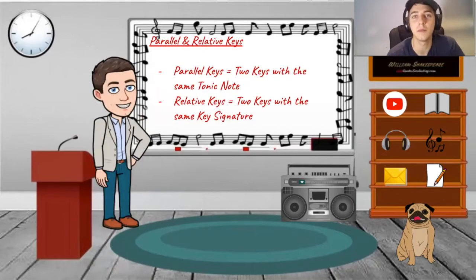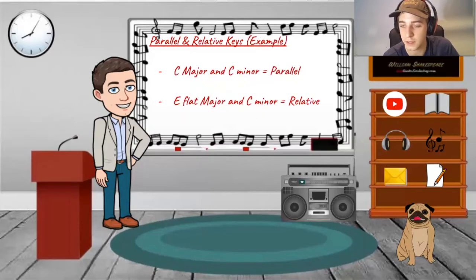So now we get to talk about parallel and relative keys, and I mixed these up for a long time in my own musical learning journey. So definitely make sure you know the difference between these two. Parallel keys are 2 keys with the same tonic note. They can have different key signatures, but they have the same starting central important note that they base themselves off. Relative keys are 2 keys with the same key signature, but different tonics. And let me show you some examples here.